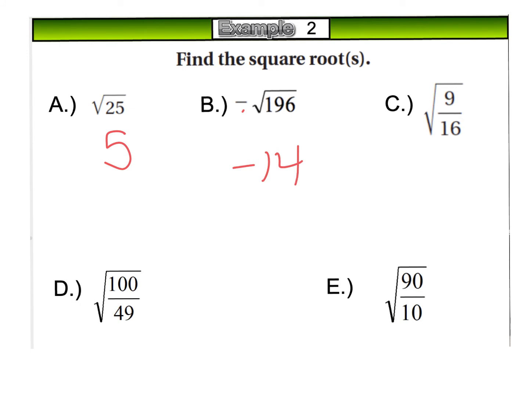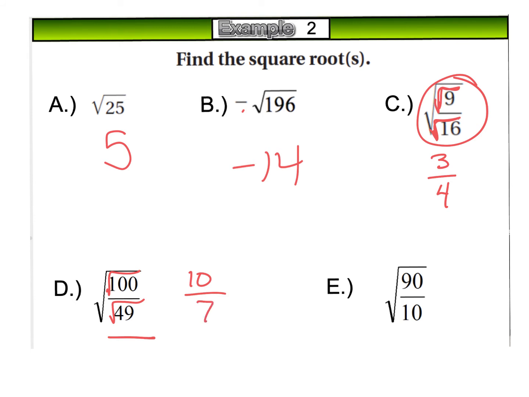Now, square root of 9/16. 9 is a perfect square and 16 is a perfect square. So I'm literally going to do the square root of 9 over the square root of 16. Square root of 9 is 3. Square root of 16 is 4. There's our answer. And if there's a fraction inside the radical, if the radicand is a fraction, I want a fraction as an answer. Same thing with letter D. 100 over 49. 100 is a perfect square. 49 is a perfect square. Square root of 100 is 10. Square root of 49 is 7. That's the answer that I want.